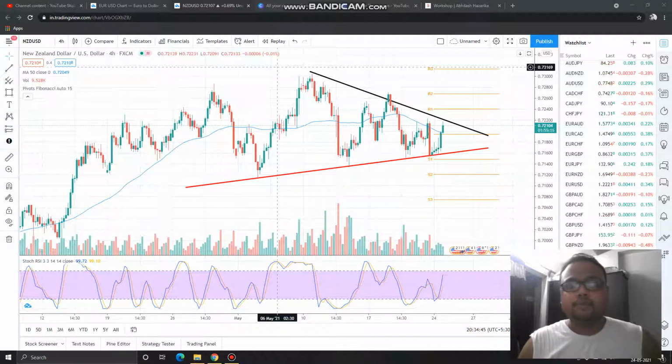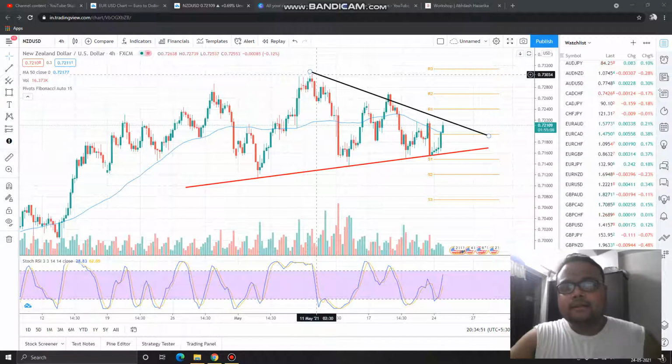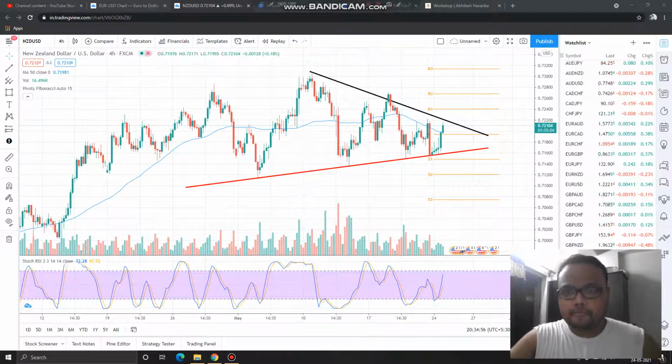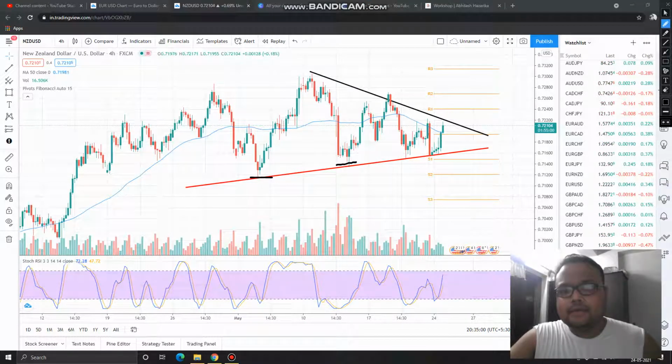To be honest, I'm not a fan of triangles, but here we can see that the market has formed a triangle. Generally, symmetrical triangles are quite confusing because the market is making lower highs, and on the other hand, the market is not crossing the previous high. Rather, it is failing every time to cross the previous high. So this kind of scenario is quite confusing for traders.